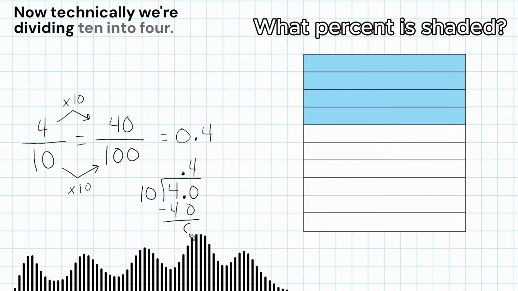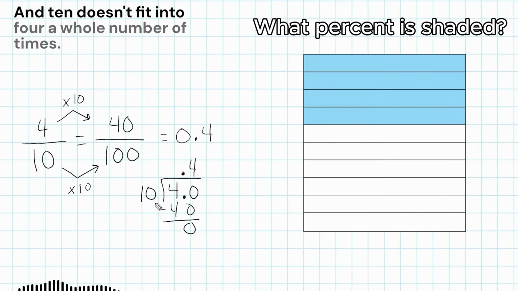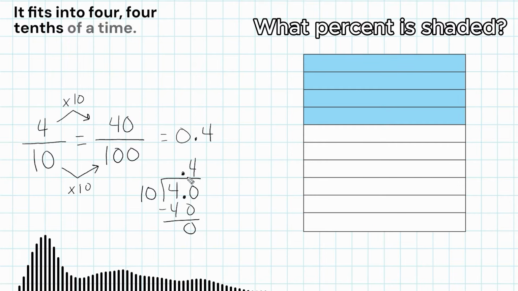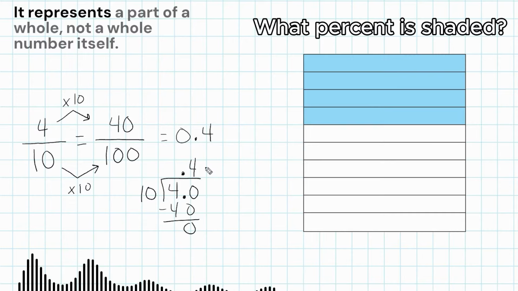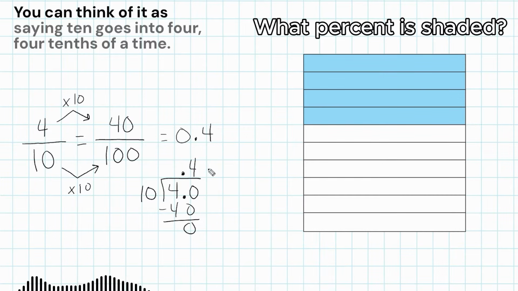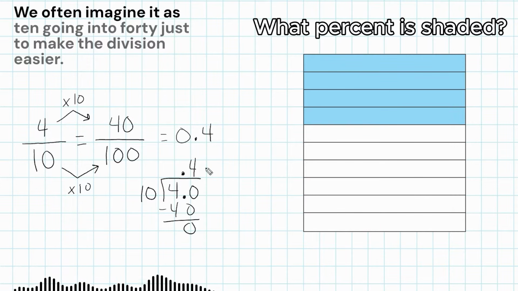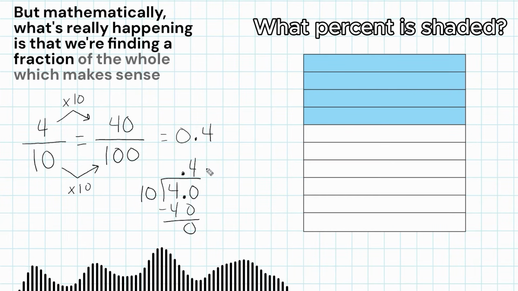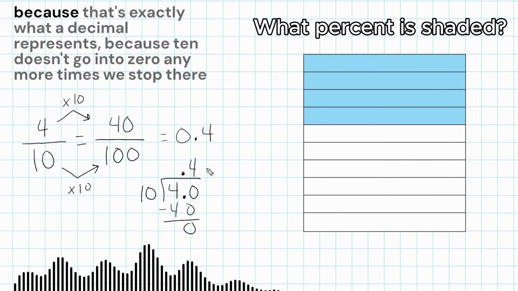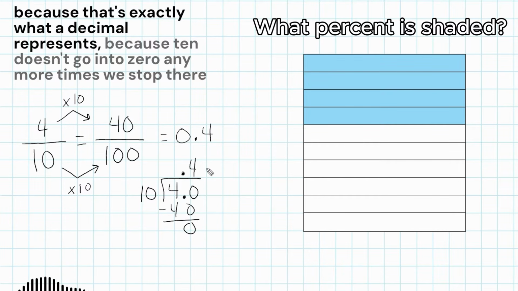Now, technically, we're dividing 10 into 4, and 10 doesn't fit into 4 a whole number of times. It fits into 4 4/10ths of a time. That's why our answer is 0.4. It represents a part of a whole, not a whole number itself. You can think of it as saying 10 goes into 4 4/10ths of a time. We often imagine it as 10 going into 40 just to make the division easier, but mathematically what's really happening is that we're finding a fraction of the whole, which makes sense because that's exactly what a decimal represents.